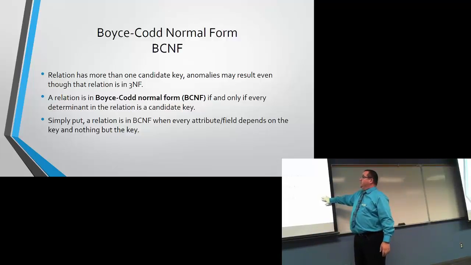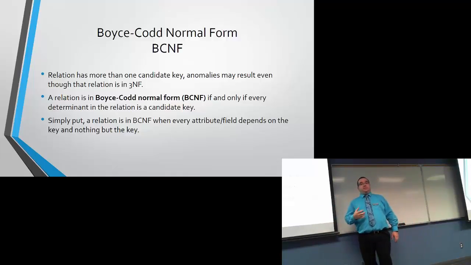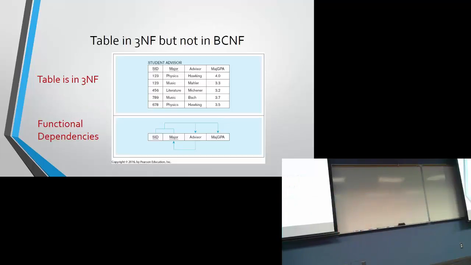But essentially, Boyce-Codd has a very simple way of describing itself that doesn't use any of these big fancy words. A table or relation is in Boyce-Codd when every attribute or field depends on the key and nothing but the key. In other words, there are no fields in that table that depend on something else. End of story. That's Boyce-Codd. I've got a bunch of slides after that talk about putting things in Boyce-Codd.